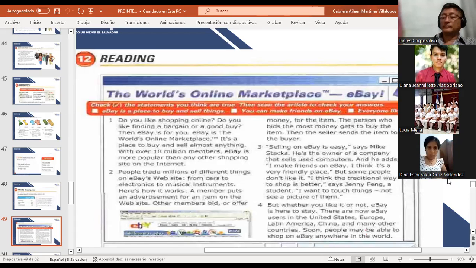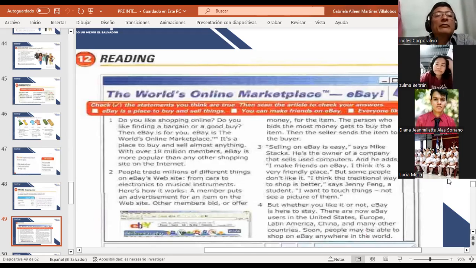Are you ready? Yes. Okay. Here we go. The words online marketplace, eBay. No veo que se muevan sus labios. Do you like shopping online? Do you like finding a bargain or a good buy? Then eBay is for you. eBay is the world's online marketplace. It's a place to buy and sell almost anything.